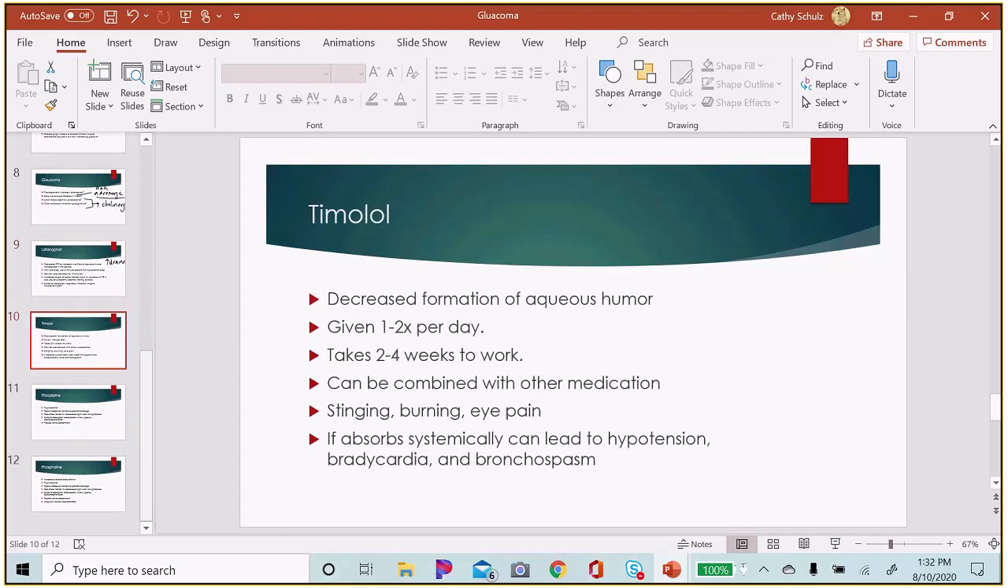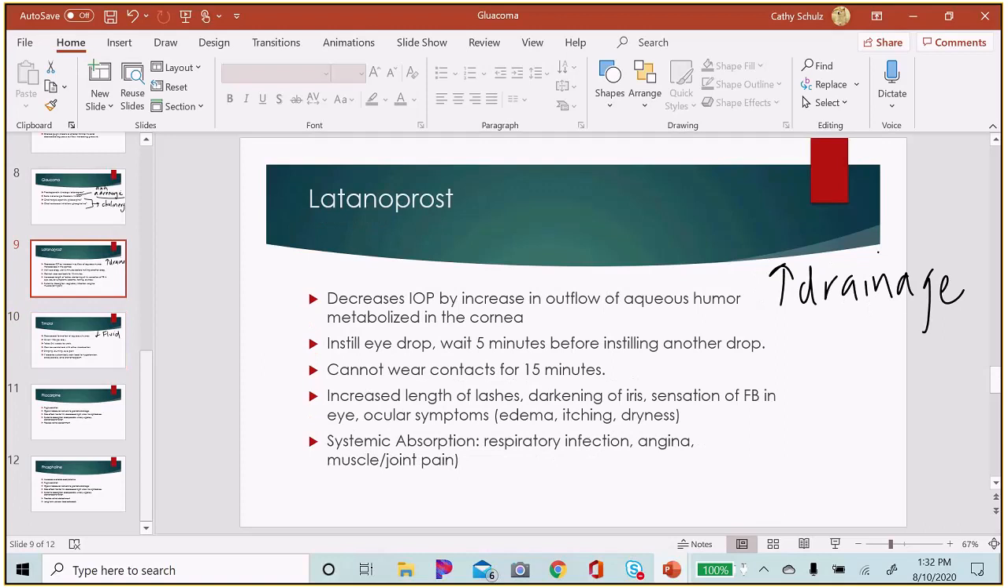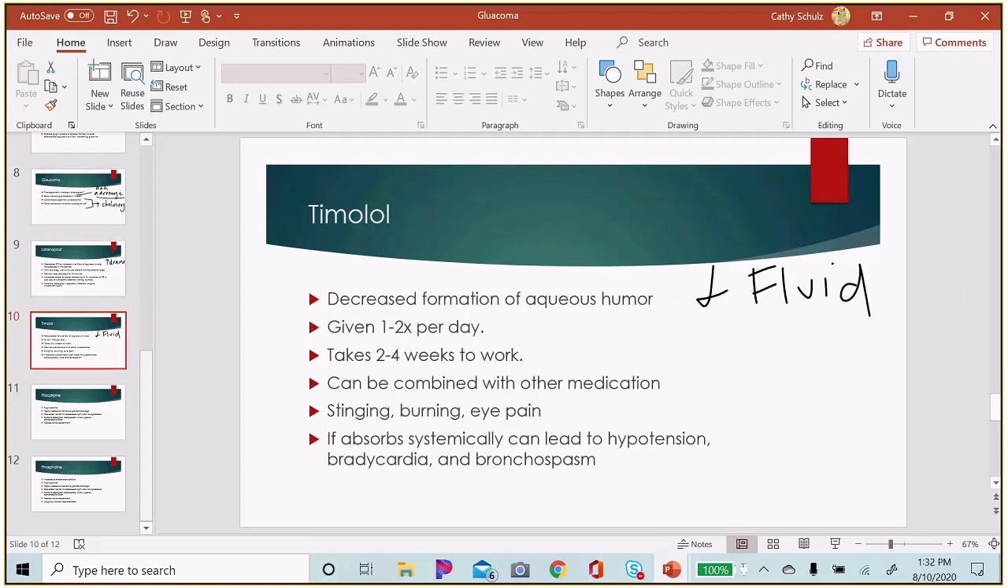Timolol decreases the formation of aqueous humor, so it decreases the amount of fluid. And that's why latanoprost and timolol are taken together often, because they do both work together very nicely to bring pressure down by both ways. So it's given 1 to 2 times per day. The patient might not notice, or the pressures might not change very much for a couple of weeks. So it could cause some stinging, burning eye pain. If systemically absorbed, could lead to hypotension, bradycardia, and bronchospasm.